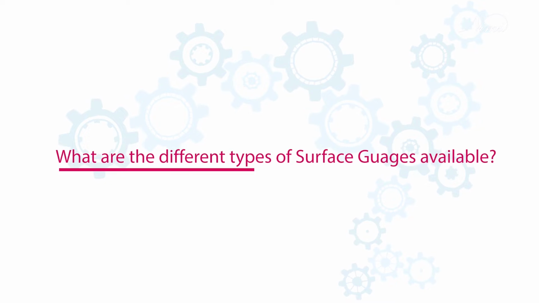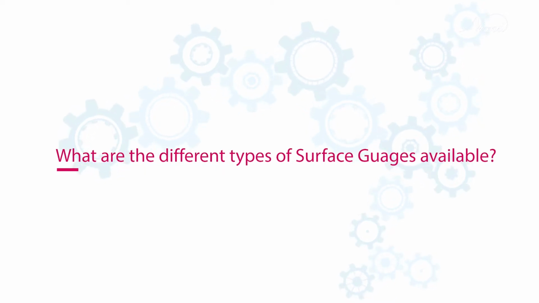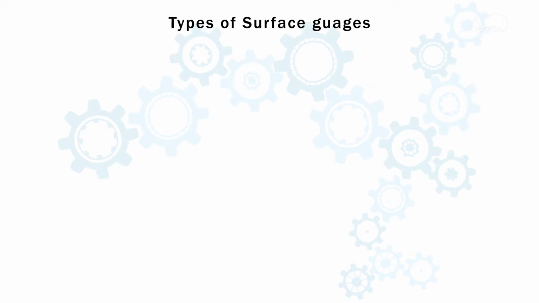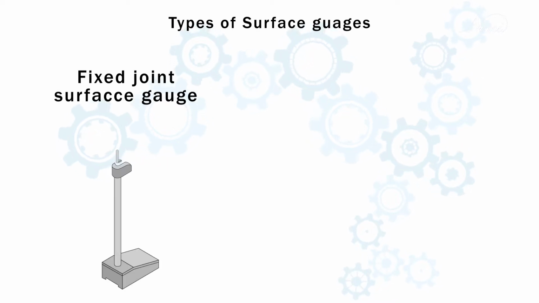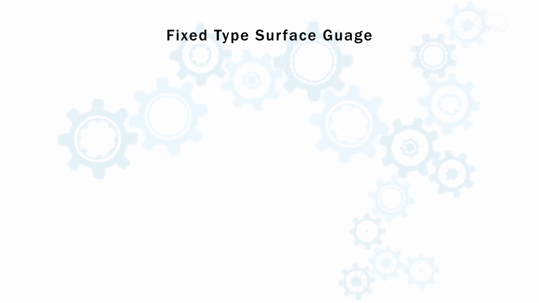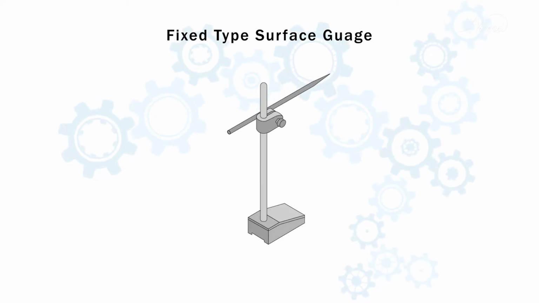Next we will see what different types of surface gauges are available. There are two different types available. The first one is the fixed type surface gauge and the second one is the universal surface gauge. Now let us see the fixed type surface gauges.